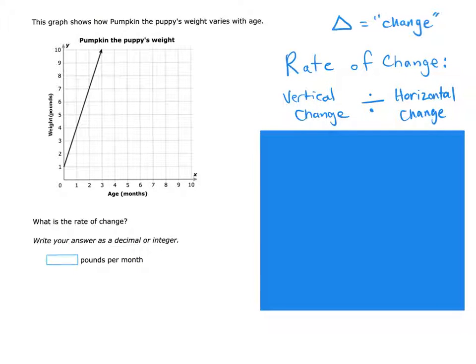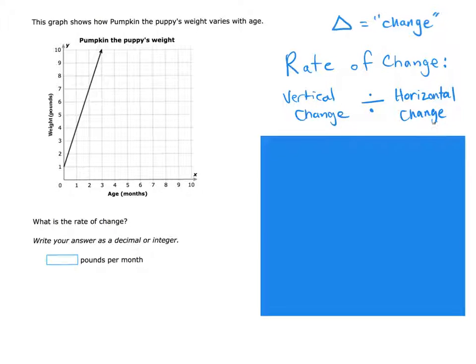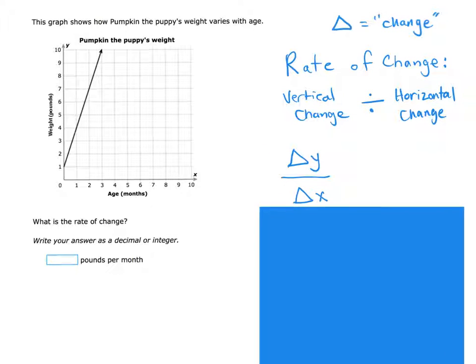As we talked about yesterday in class, we know that rate of change is really just a ratio that compares the amount of vertical change to the amount of horizontal change. Vertical change means going up usually, or sometimes down. Horizontal change means going left to right on the graph. The Greek letter delta, abbreviated with this triangle, means change. So we can find the rate of change by finding the change in y and then dividing that by the change in x.